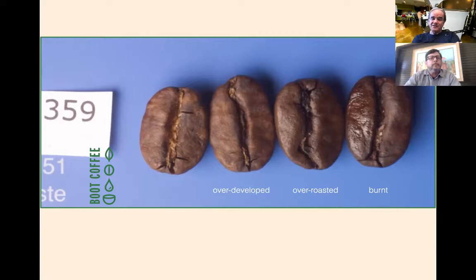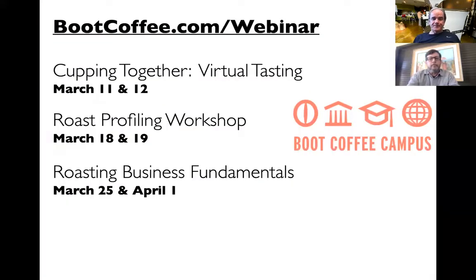And there's also an interesting defect, which is indicative of growing conditions, which is called the Quaker. I don't have an example of it here in the presentation, but you can Google Quaker bean and easily look at that. They show a very white peel in the roasted coffee.